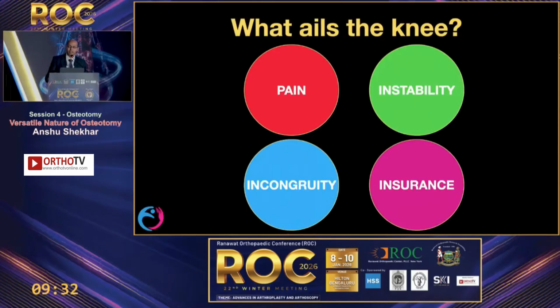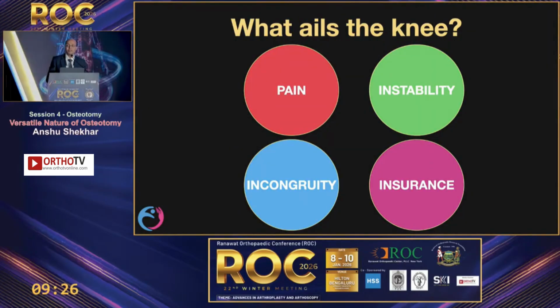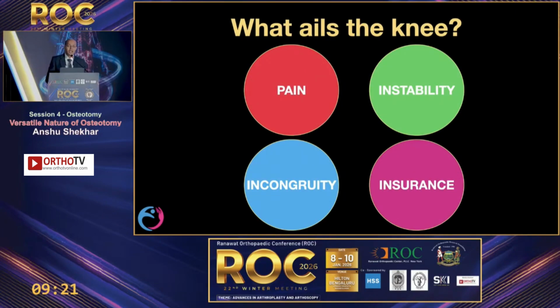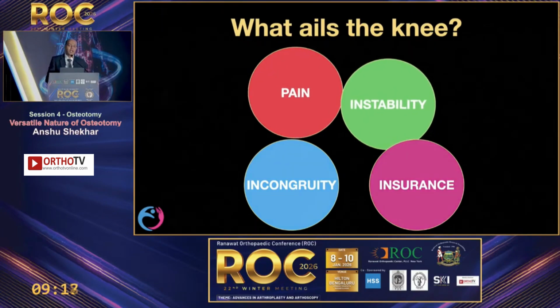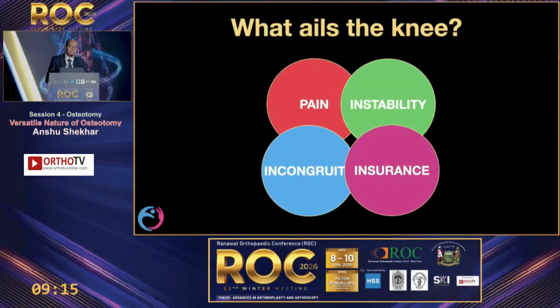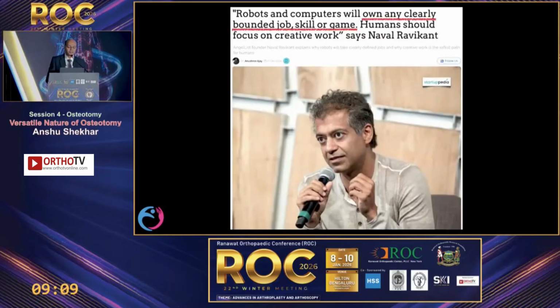So when we need to understand when osteotomy can be used, we need to know what ails the knee. It is of course these four problems which are primarily the focus: pain, instability, incongruity, and insurance for whatever soft tissue reconstruction is being done. And more often than not, there is always some amount of overlap and correlation between all these different kinds of pathologies.